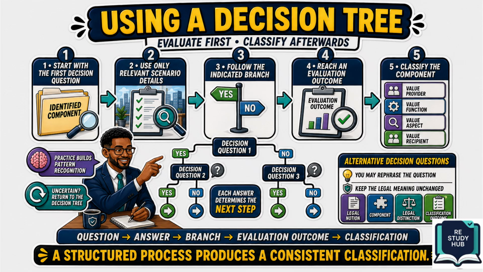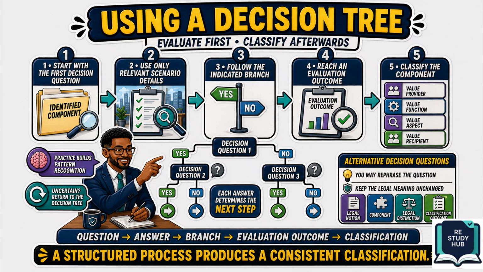To use a decision tree, follow 5 steps. Start with the first question. Second, answer the question using only the relevant details from the value scenario. Do not allow irrelevant background facts to influence your answer. Third, follow the branch indicated by your answer. If the answer is yes, follow the yes branch. If the answer is no, follow the no branch.